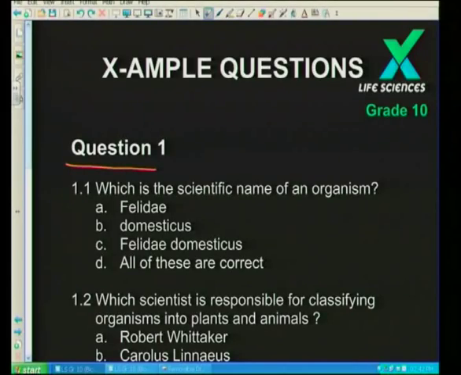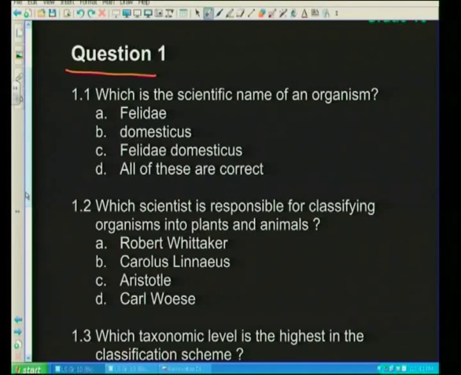Welcome back. We are now going to look at some of the questions that can be asked on biodiversity and classification. Let's look at question 1. These are multiple choice questions where you have 4 alternatives. Now we need to know, how do we actually get to the correct answer?